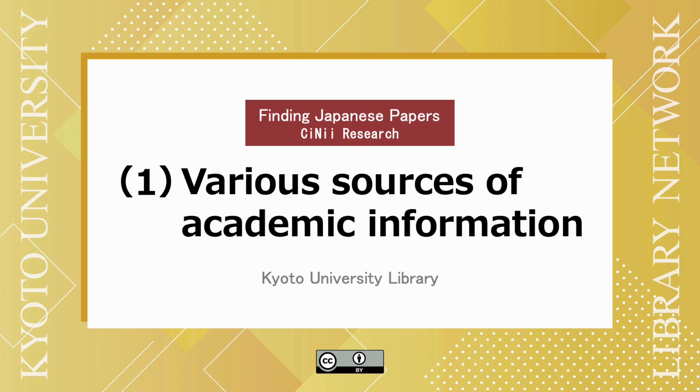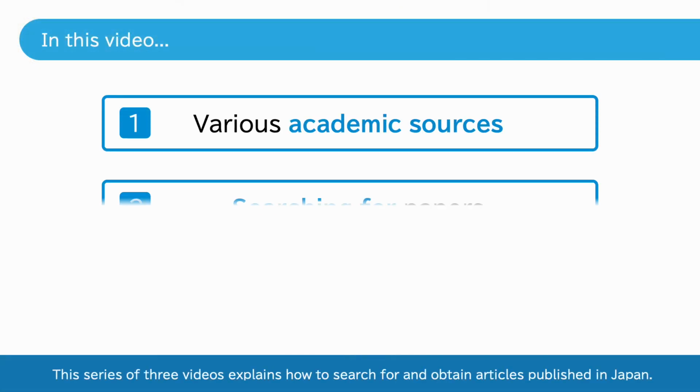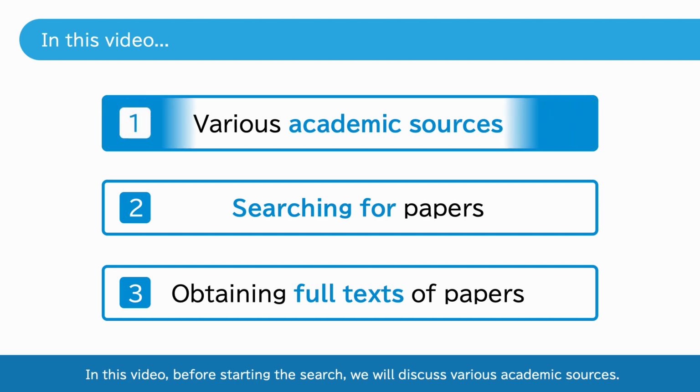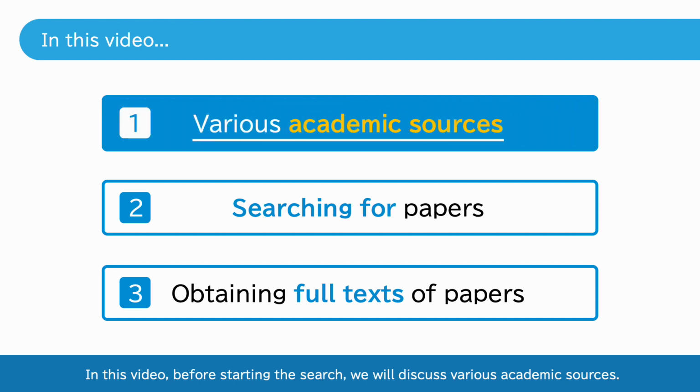Kyoto Library Skills Video, Finding Japanese Papers, CiNii Research. This series of 3 videos explains how to search for and obtain articles published in Japan. In this video, before starting the search, we will discuss various academic sources.